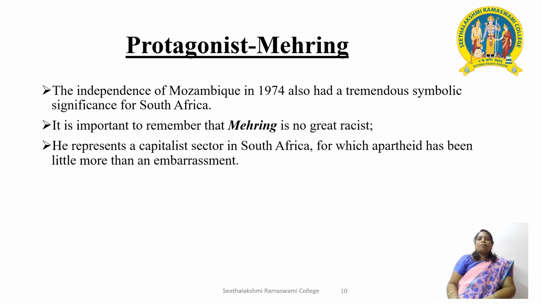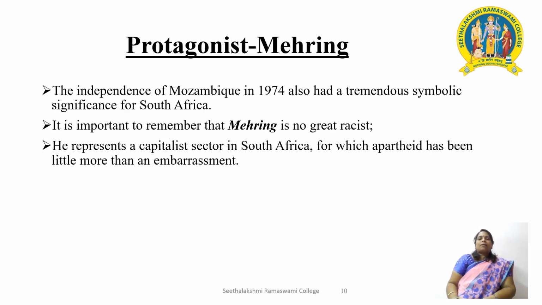It is important to remember that Mehring is no great racist. So here Mehring is the protagonist of the novel. He is not at all represented by the writer as a racist. He is a rich man and he wants to occupy black people's land. That's all. Because of the tax purpose and something, he has decided to purchase the land. So the clash started between the black and white.